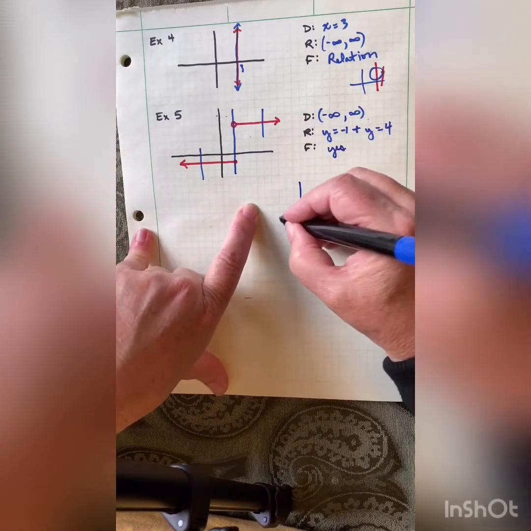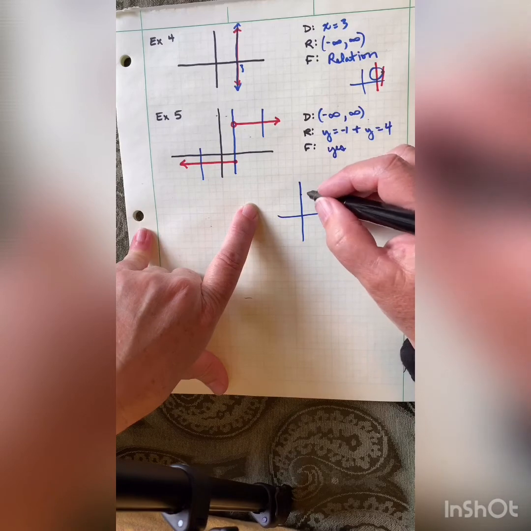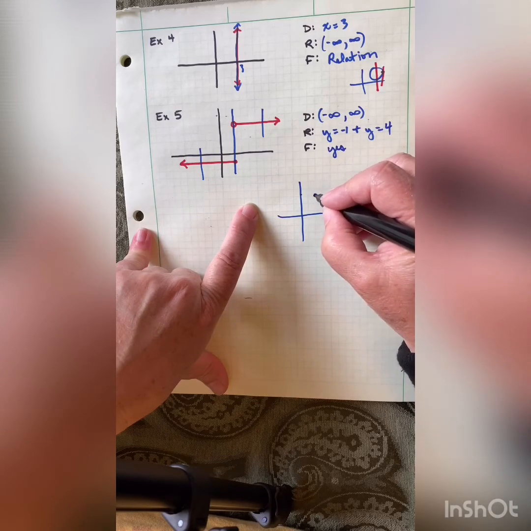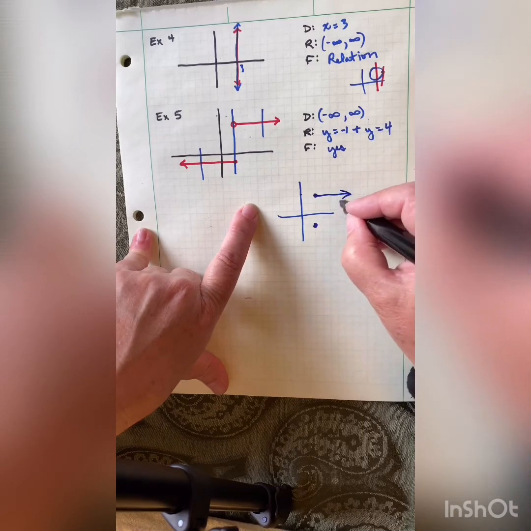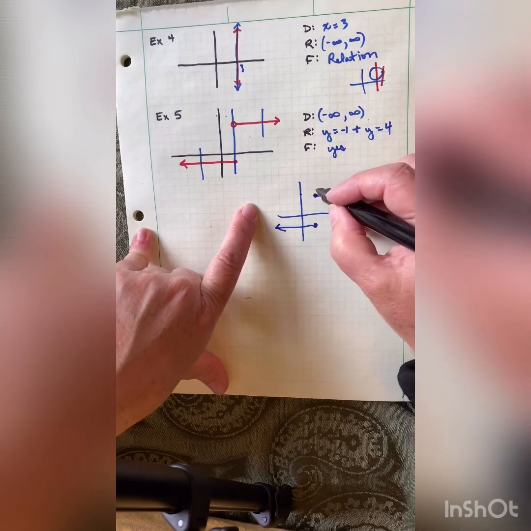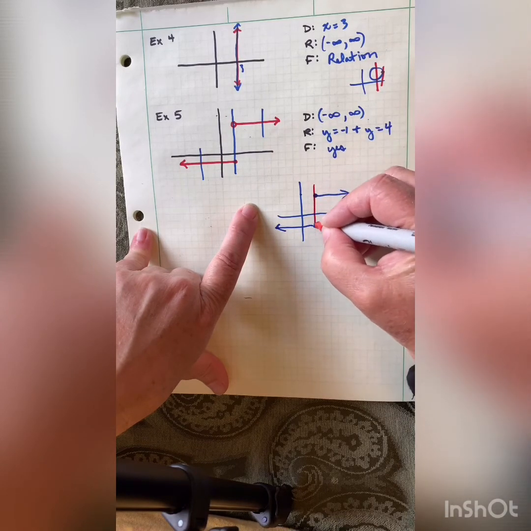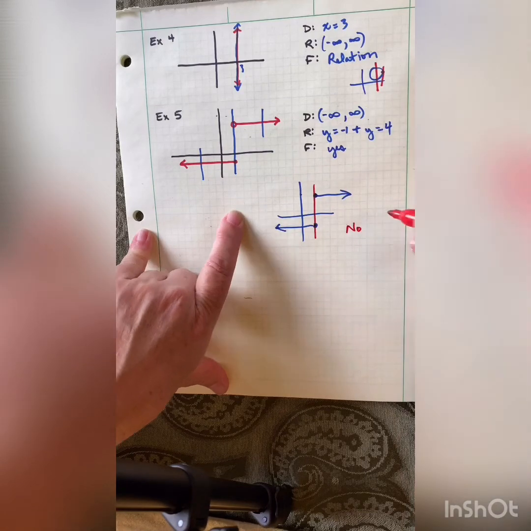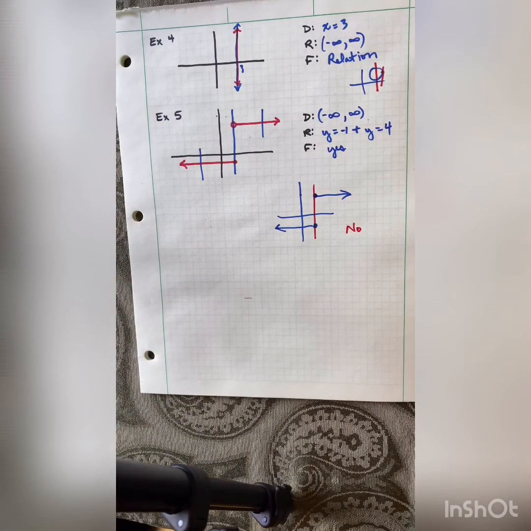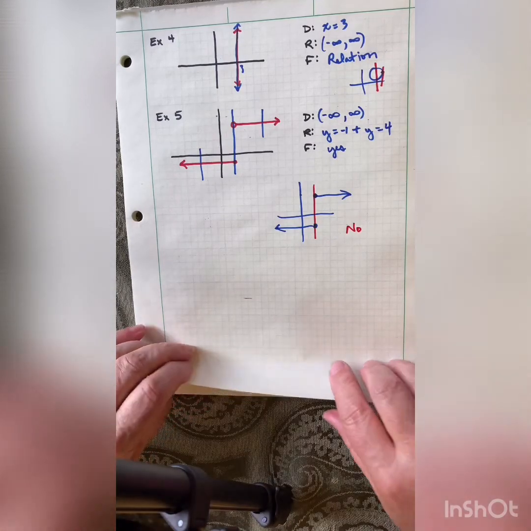Now if I had something that looked like this, where I had a solid dot here and a solid dot here, and I wanted to know if that was a function. If I drew my line right here, hitting once, hitting twice. So no, this would not be a function. That would be a relation. All right, that's it for 2B.